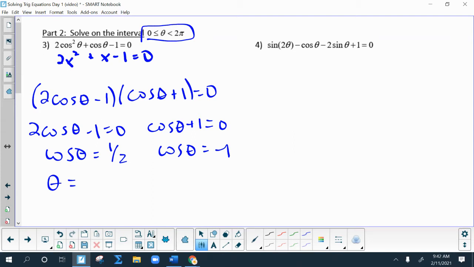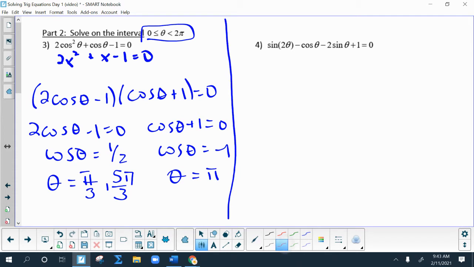So these are not principal solutions. These are within the window 0 to 2 pi. So cosine is equal to 1/2 at pi over 3, and then again in the fourth quadrant at 5 pi over 3. And cosine is only equal to -1 at just pi.